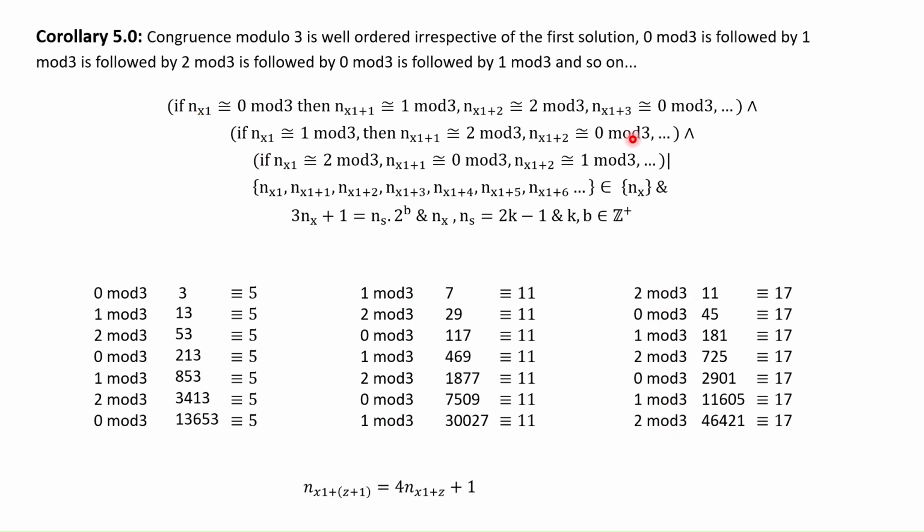So this formula is always going to be true for all the solutions of the set nx. This means that 1/3 of all the possible solutions are always going to be 0 mod 3. And we established earlier that ns cannot be congruent to 0 mod 3. Now overall we are clear that for any nx, the values of nx1, nx1 plus 1, nx1 plus 2, and so on and so forth are well ordered.